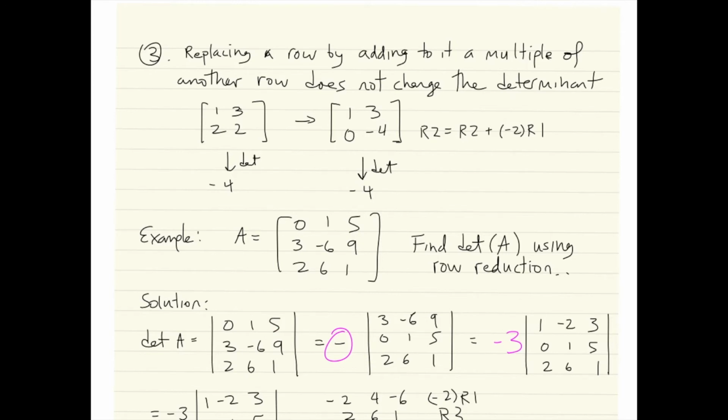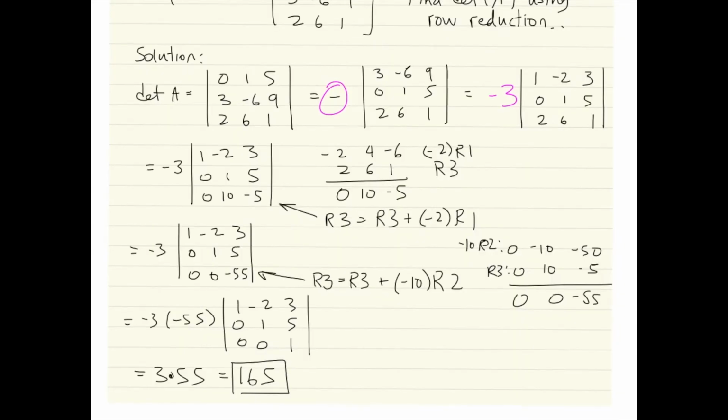the first and second row. Now you might ask, why did I do that? Let's scroll down a little bit and see the end result. Down here, I've gotten my matrix in row echelon form, not reduced row echelon form, but just row echelon form.